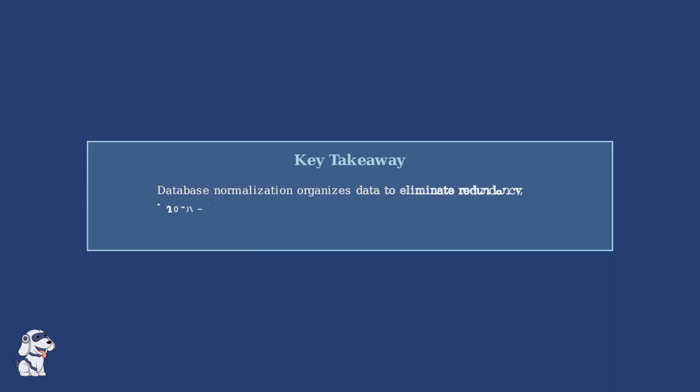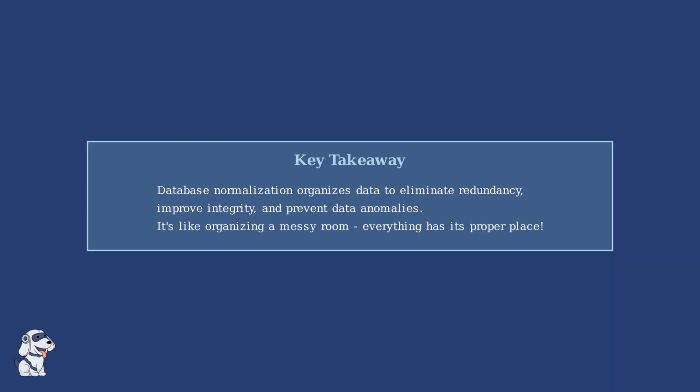In summary, database normalization is a systematic approach to organizing data that creates more efficient, reliable, and maintainable database systems. It's the foundation of good database design.